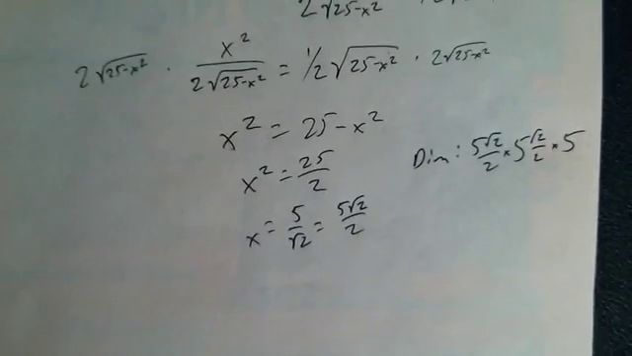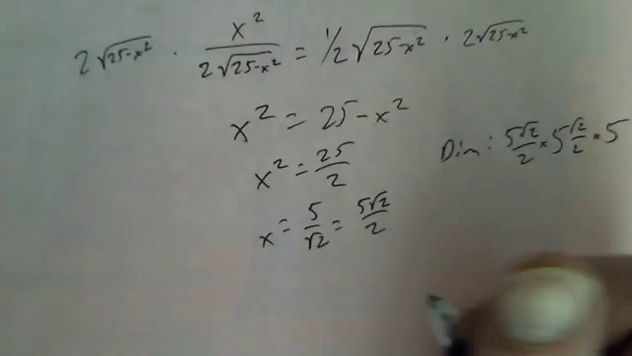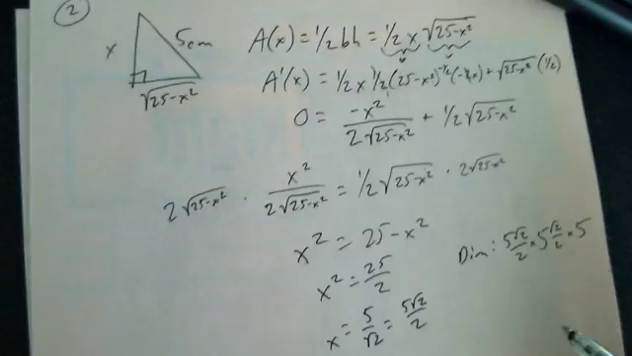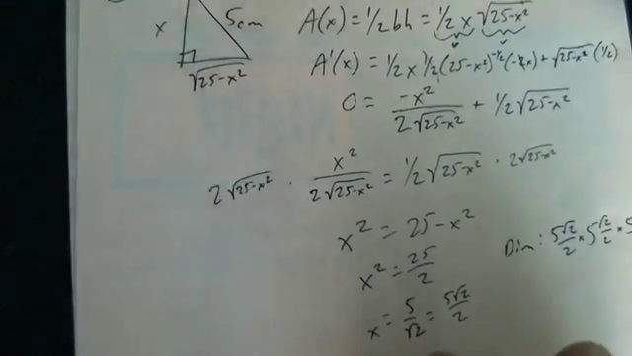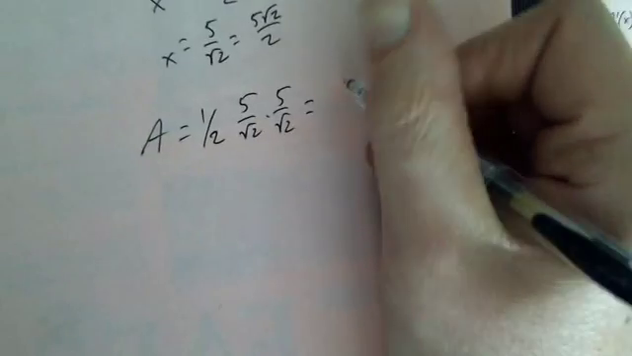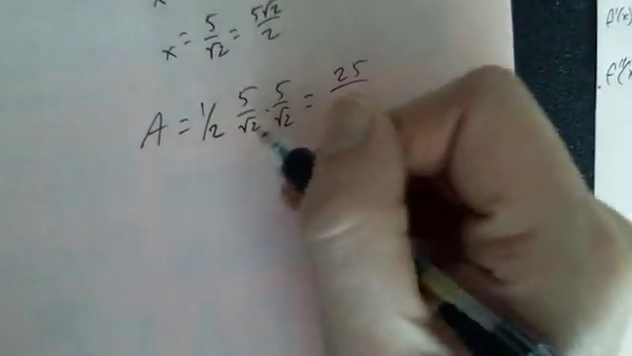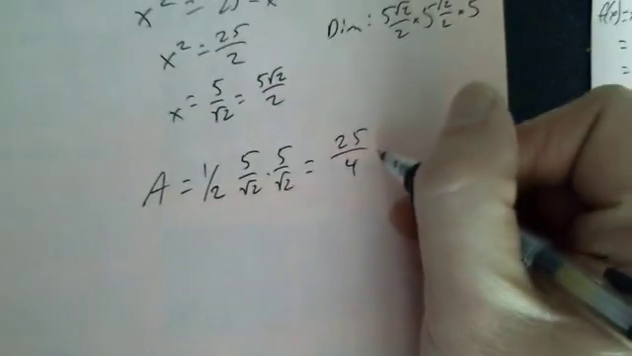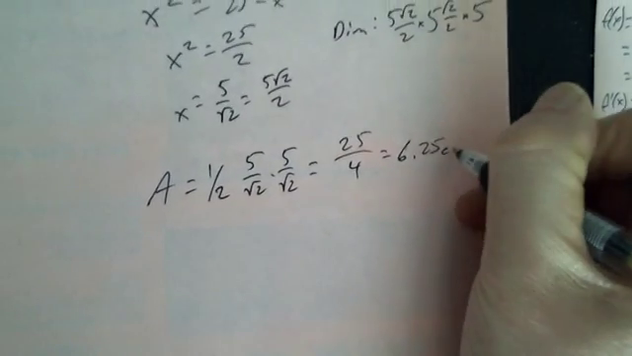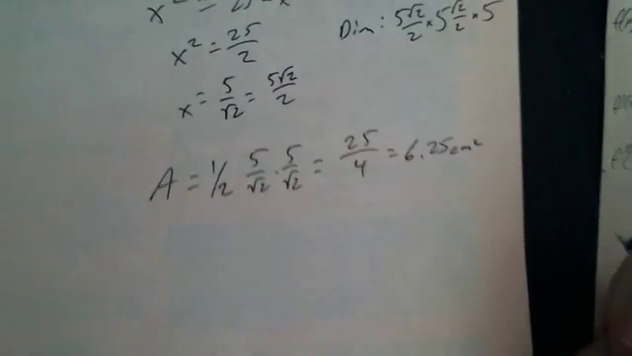And the area, what is the largest possible area? So we stick this back in for x into our original equation up at the top. Actually, we use this equation because it's easier. So area equals 1/2 times 5 over radical 2 times 5 over radical 2, which equals 25 over 4, 25 fourths, or 6.25 centimeters squared.